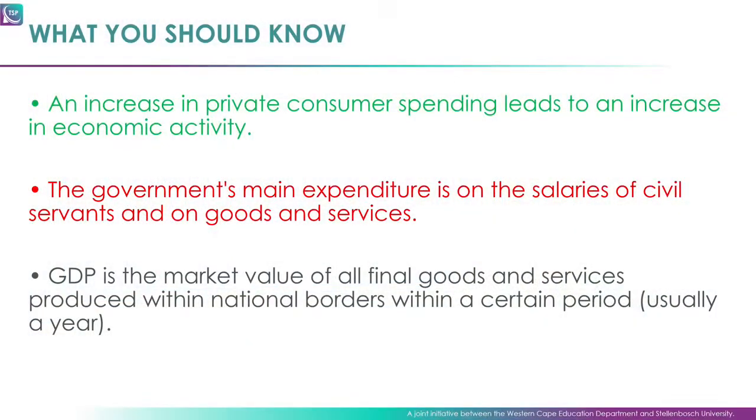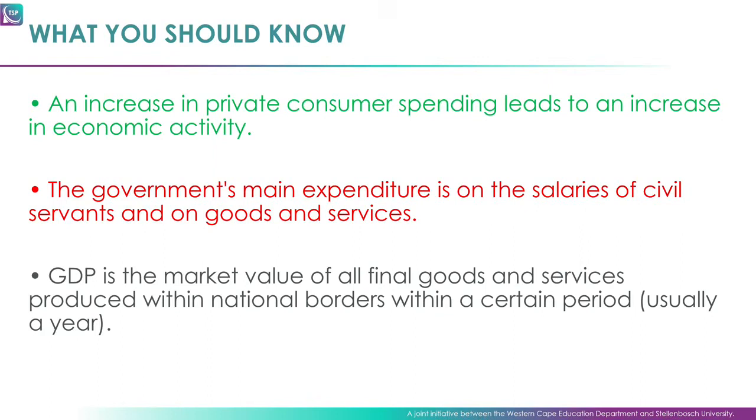The government's main expenditure is on the salaries of civil servants and on goods and services. For those of you who don't know, civil servants are government workers, right? So any business, actually, their major expenditure is salaries, but government obviously spends most of its money on the salaries and on the public goods and services provided. And then this concept isn't new to you.